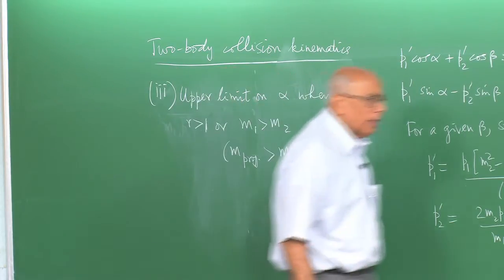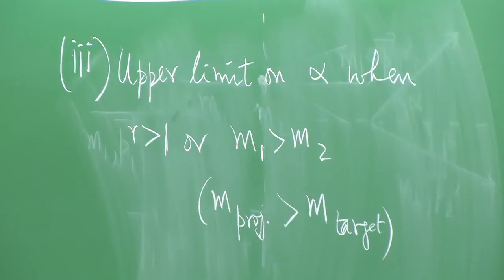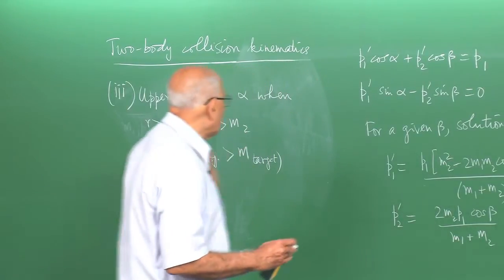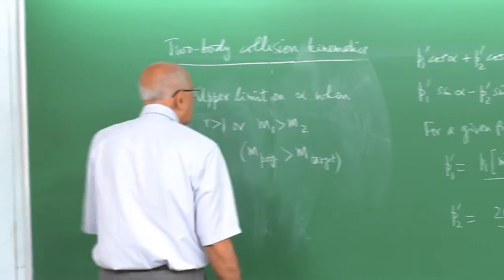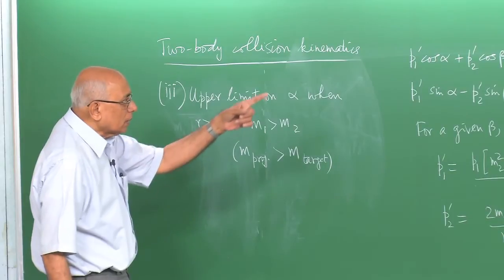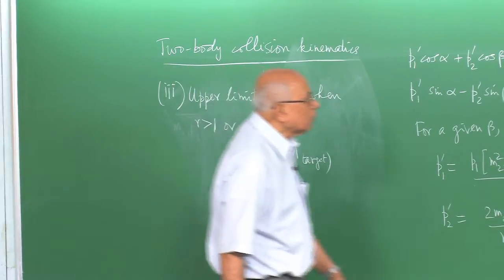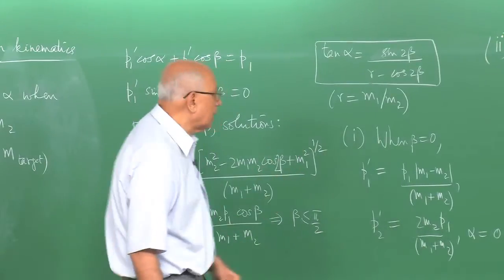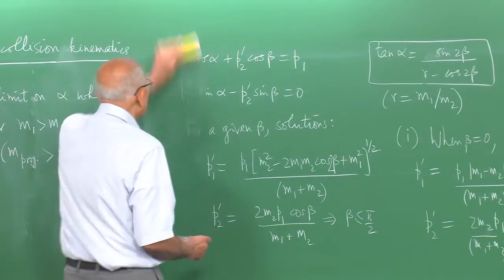Normally in scattering experiments, one is used to having a heavy target and a light projectile hitting it, but you could have the other situation when you have a very light target and a heavy particle comes and hits it. What happens then? There is an upper limit on this quantity alpha, which is found by taking this object here and differentiating with respect to beta and seeing if there is a maximum. So let us do that.